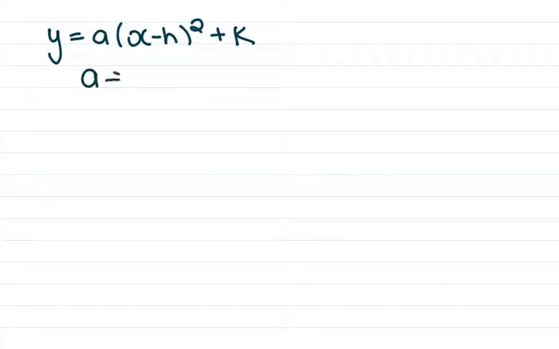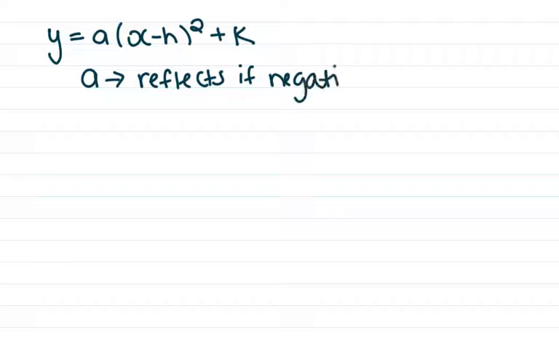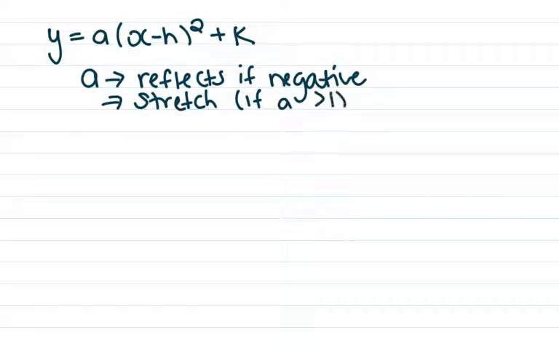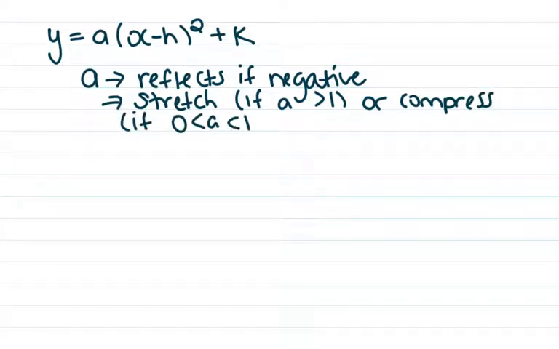So a represents the direction that the parabola opens. So if a is negative, it will reflect. So reflects if negative. And a affects the graph by stretching it, that's if a is greater than 1, or compressing it if a is between 0 and 1, so a is a fraction, and that's stretch or compress by a factor of a, so that means that it's multiplied by a.